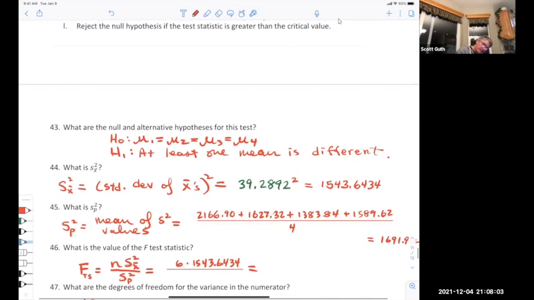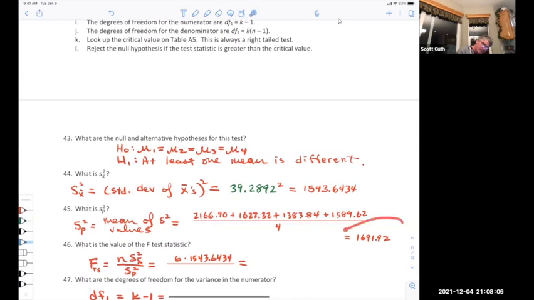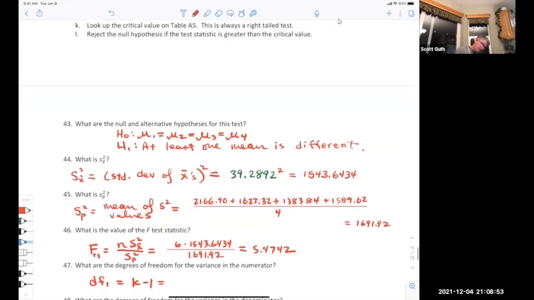And then we divide by the mean of the variances, which is this number here, 1691.92. Okay, and let's see how that comes out. Okay, so I get 5.4742. Okay, so that's our test statistic. Now we're going to get a critical value and a p-value.